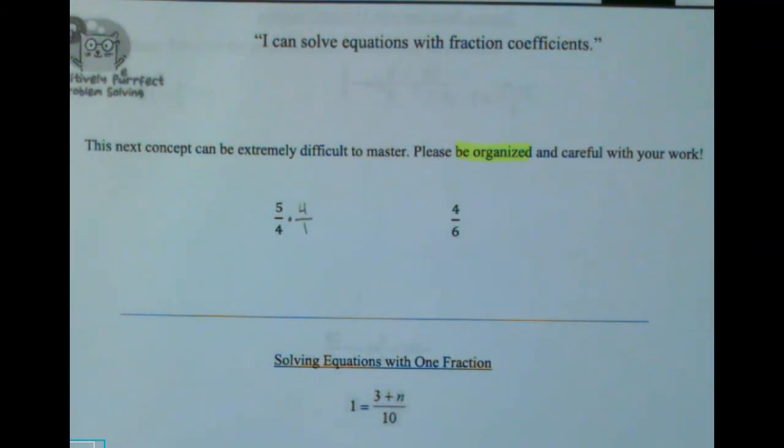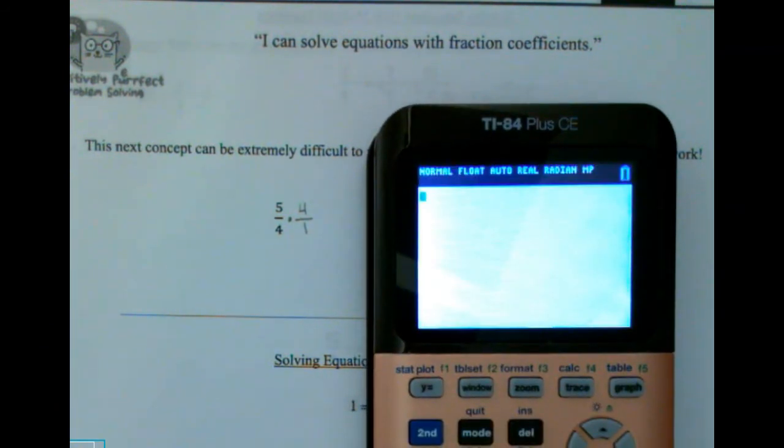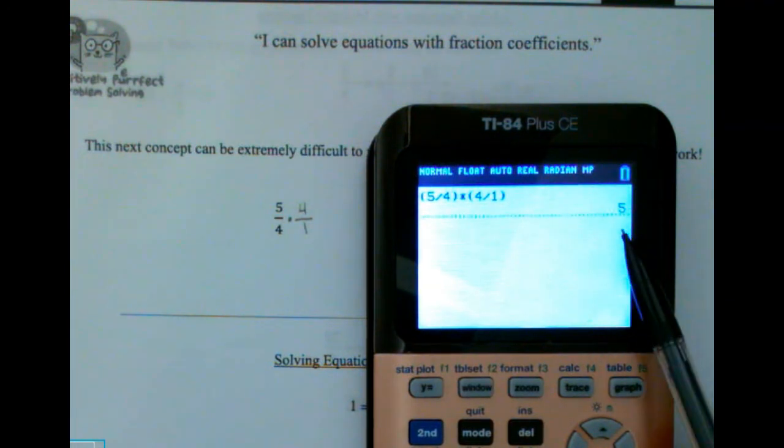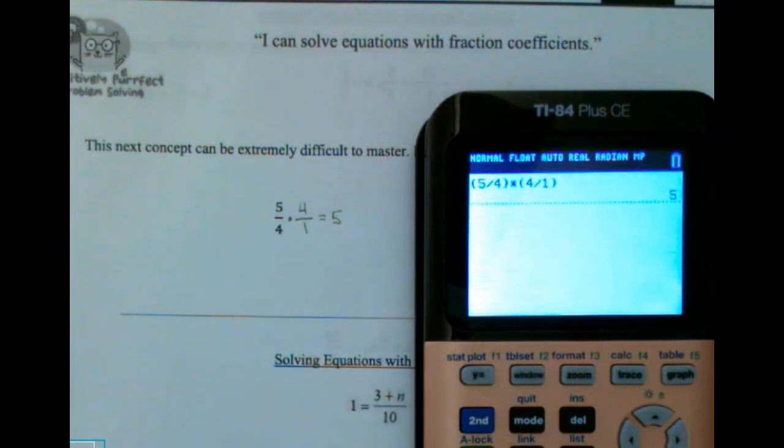Okay, and I'm going to get my calculator out to show you this, because we don't have to do fractions by hand. If we want to do fractions by hand, we can, but I'm always going to encourage calculator work here. So I'm going to do parentheses 5 divided by 4 parentheses times parentheses 4 divided by 1. And I hit enter, all the fractions go away, and I'm just left with the whole number 5. This is really nice, right? Because now the fractions are gone, and I just get a whole number of 5.